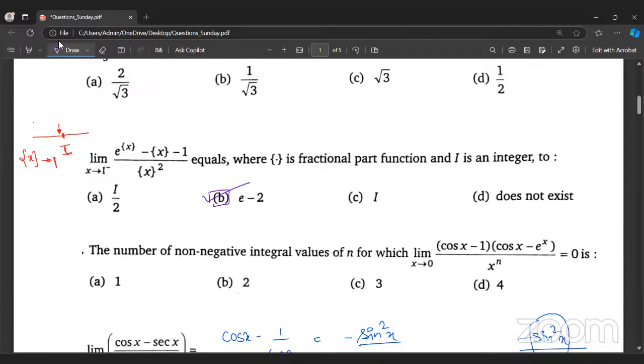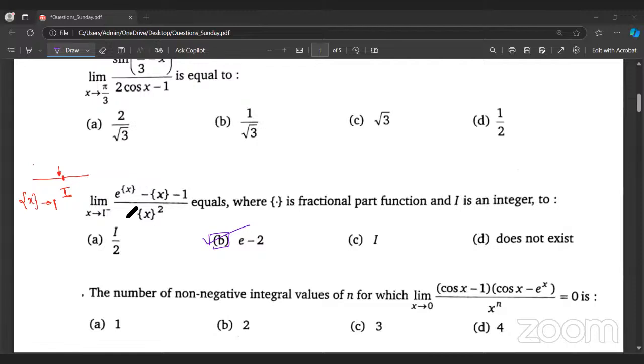Right? Vignesh, do you get your answer? Yes, sir, the answer is not e by 2. It is e minus 2. Okay. This is not an indeterminate form.